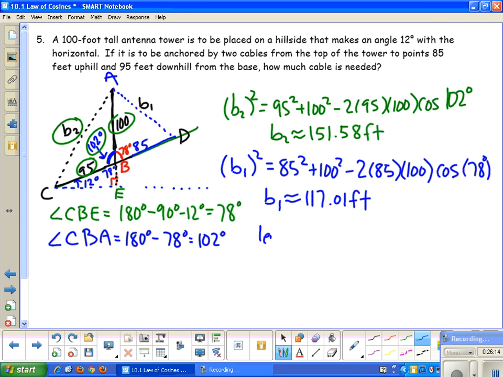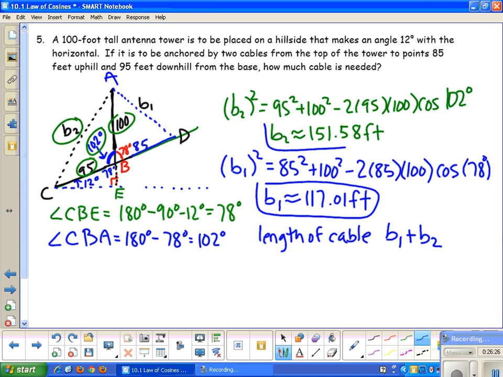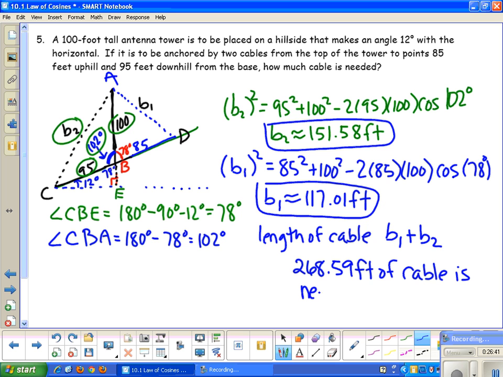And if we want to find out the length of the cable needed, then of course the length of the cable would be B1 plus B2. So I'm adding these two answers that I just got together, which ends up being about 268.59 feet of cable is needed. And that would be my answer.